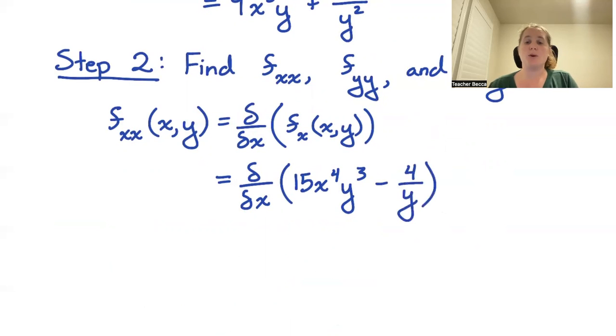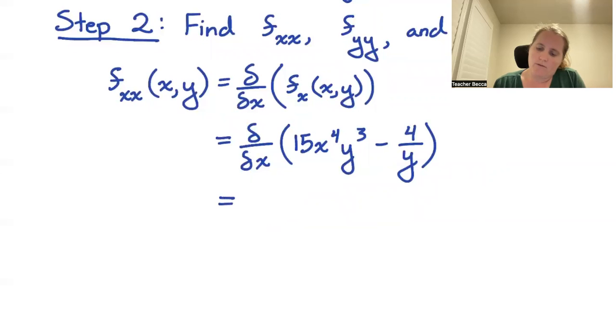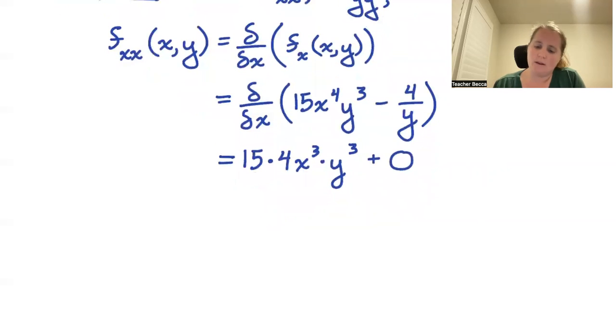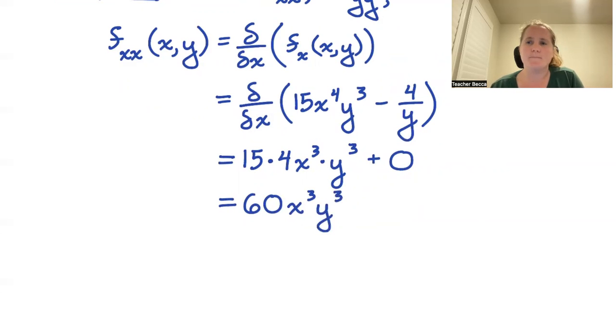So if we take this partial derivative with respect to x, the first term, we would have a 15 times 4x cubed. That's the power rule on x to the 4th times y cubed. That minus 4 over y has no x's involved whatsoever, and so it's just plus 0. So we get our second partial with respect to x is 60x cubed y cubed.